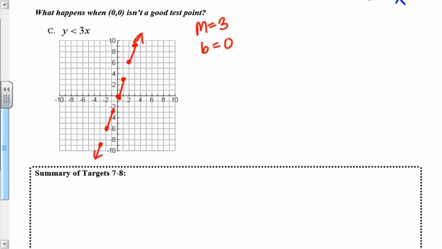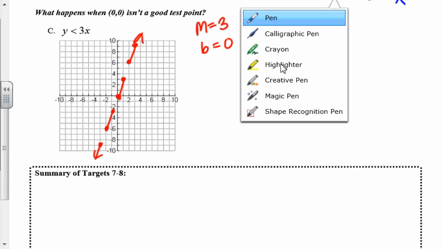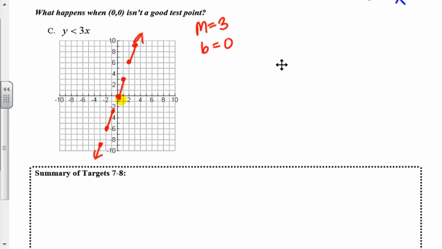Okay, so in this case, notice that (0, 0) is actually on the line. So when (0, 0) is on the line, you can't use it as a test point. You can't use any test point that's actually on the line. So you have a couple options here. You can either say, well, it says y is less than 3x, so I'm going to shade below, or anytime that you want to use a test point, you can pick any point at all on the coordinate grid.